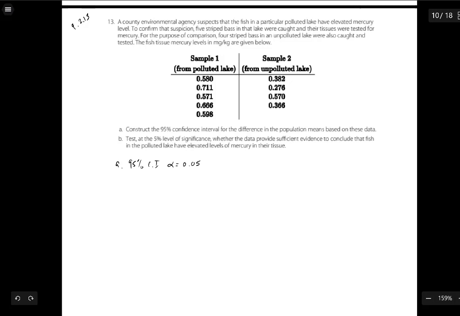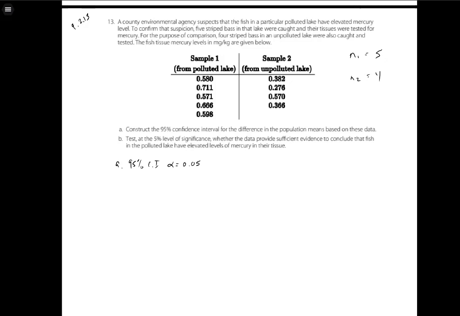Looking at my sample sizes, the sample size of the first one is 5. The sample size of the second one is 4. Both of these are less than 30, so we're in small sample size, which you would expect since that's what the whole section 2 is about, the t-distribution. So we'll be there in just a minute.